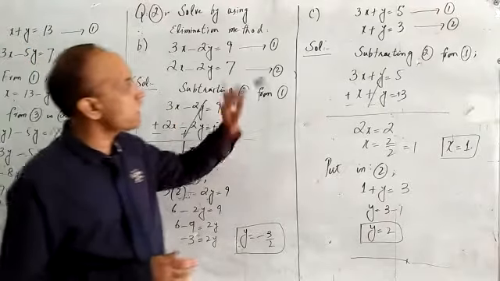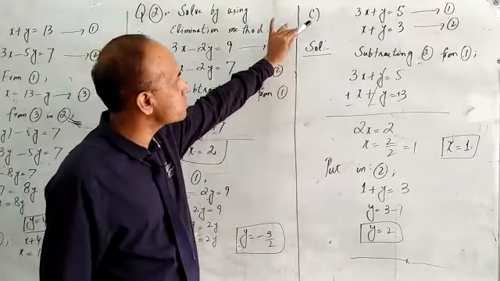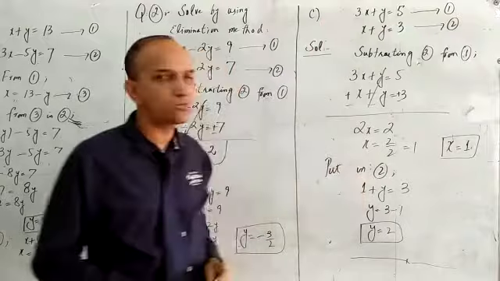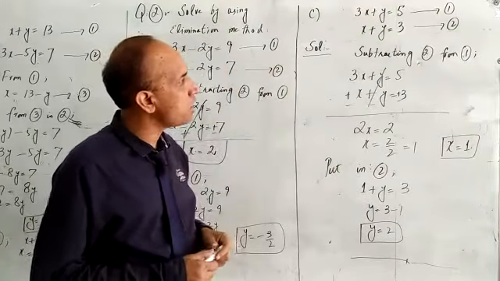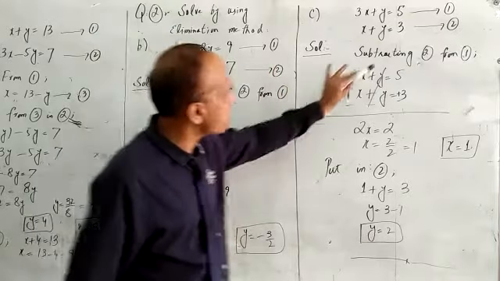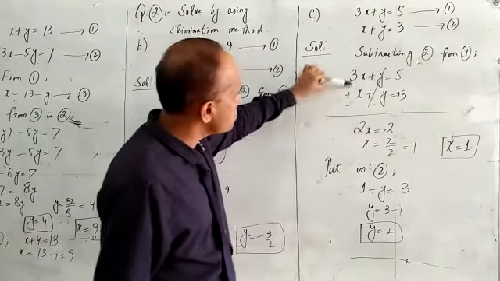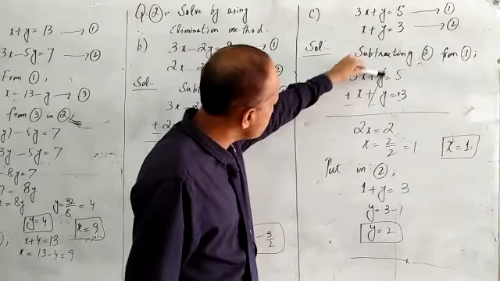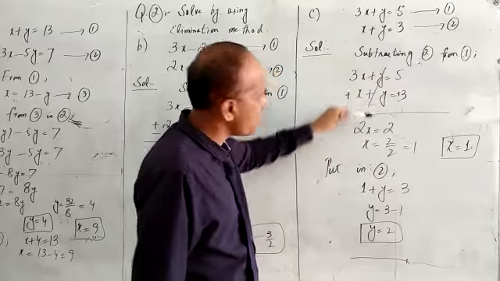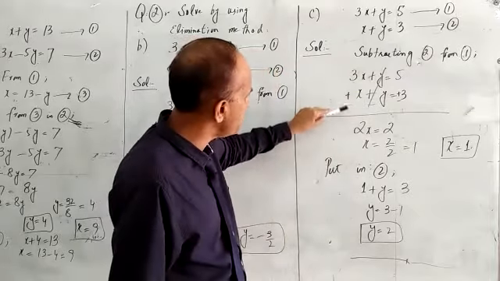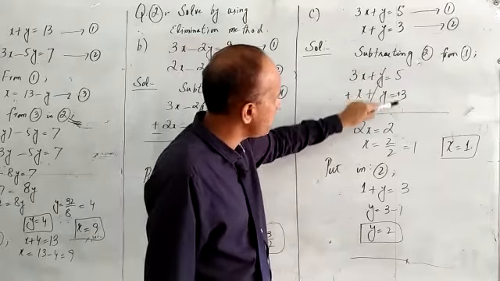Now we move to the last part of this exercise, part C. 3x plus y is equal to 5 and x plus y is equal to 3. Both of these are 1 and 2. Now subtracting 2 from 1. When we subtract 2 from 1, this y will be cancelled because the signs are changed. This y will be cancelled and we get 3 minus 1, 2x, and 5 minus 3, 2.